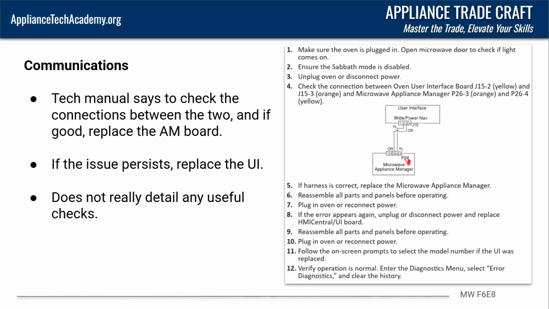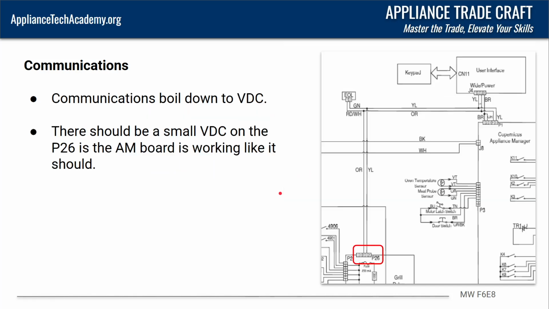So with that being said, one metric you can check for, of course, is if it's sending DC voltage. If it's not, then you might have a bad appliance manager. That's not always going to be the case, and the main reason I'm making this training is because I've seen a lot of techs out there replace the appliance manager based on these instructions, and then the issue's persisting, and then we end up finding something else.